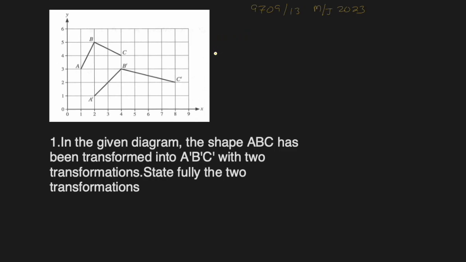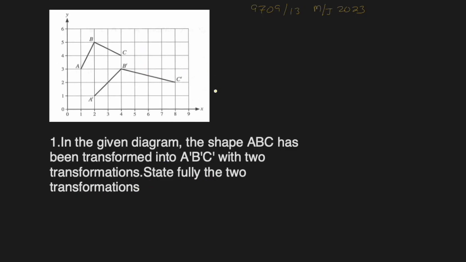Question number 1. In the given diagram, the shape ABC has been transformed into A dash B dash C dash. This is the new diagram with two transformations sequentially. State fully the two transformations.